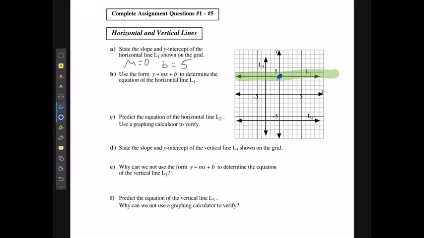If I'm going to use the form y is equal to mx plus b to determine the equation of this horizontal line, I would say that y is equal to 0x plus 5, but 0 times x, no matter what x is, is always going to be 0, which means that this is a redundancy that I can get rid of. 0 times x is just 0, so I can just state it as y is equal to 5. No matter what x is, y will always equal 5 every single time.